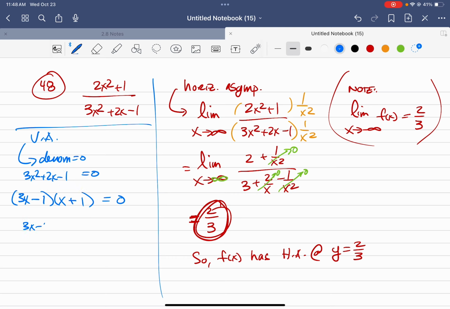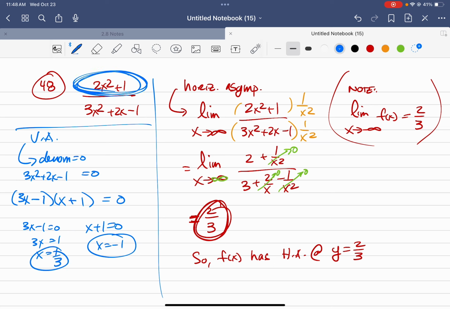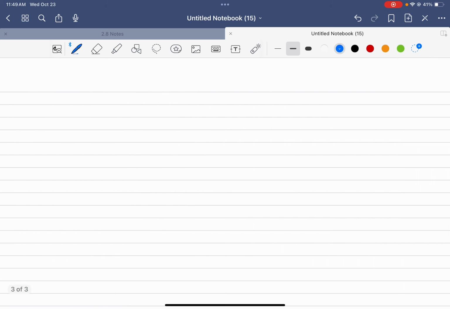So in other words, this is 0 or this is 0, which means -1 and 1/3 are possible vertical asymptotes. Since they're never going to cancel out with any term on top, these are both vertical asymptotes. So f of x has vertical asymptotes at x equals -1 and x equals 1/3. That's 48, so now let's try 50.